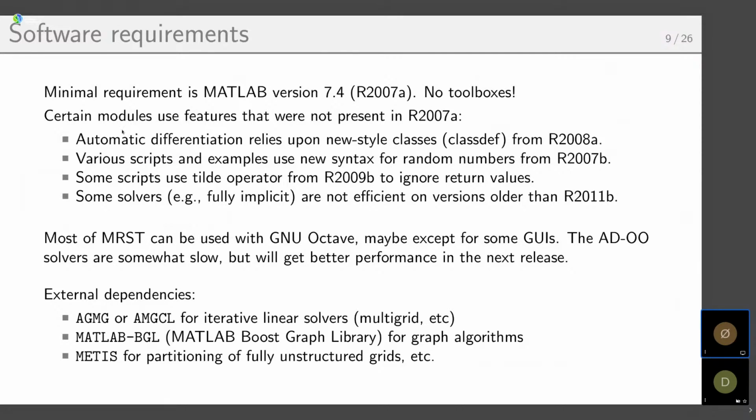There is, however, certain modules and features that would not work in 2007A, and this is some of the automatic differentiation relies on class def things that came in 2008A, and there's also various scripts and examples that use syntax from random numbers from 2007B. Then there's a little bit on use of the tilde operator from 2009 to ignore return values.